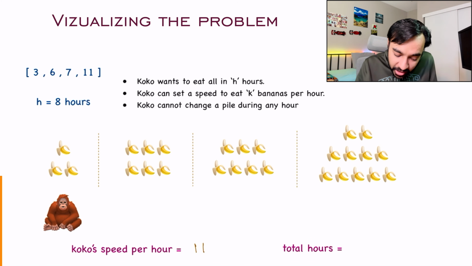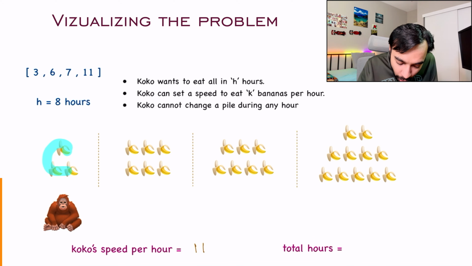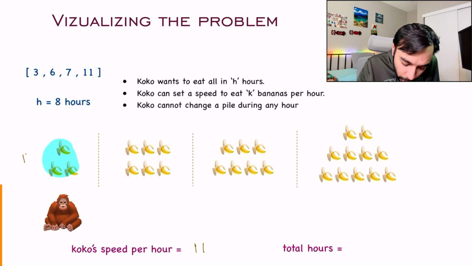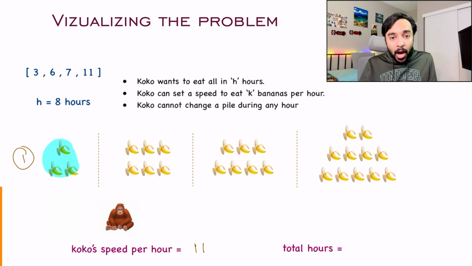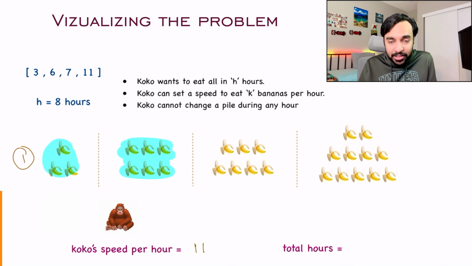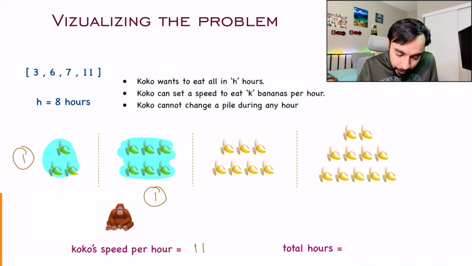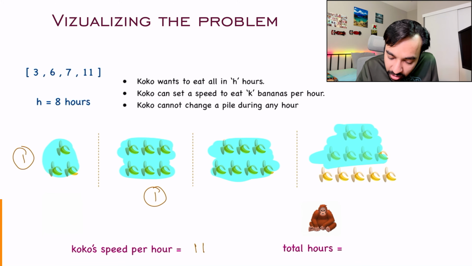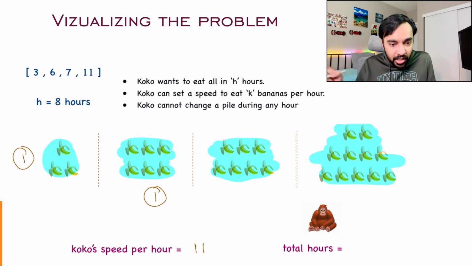Then, if you notice, in the first pile, she will eat all of these bananas in just 1 hour. She cannot change the pile, so she will have to wait. She only took a total of 1 hour, right? Now, she can move on to the next pile. And once again, she can eat all of these 6 bananas. Once again, 1 hour. Moving on to the next piles again, she will eat all the bananas from the third pile and then all the bananas from the last pile in 1 hour each.